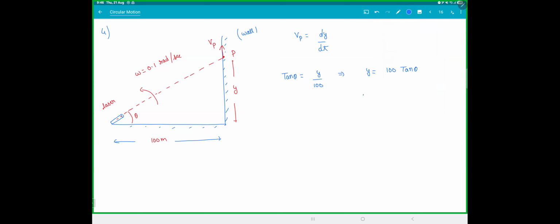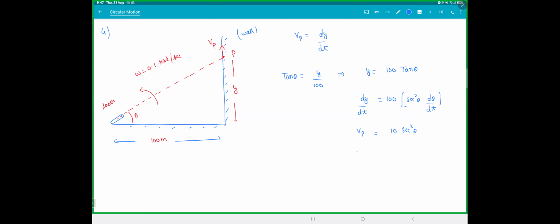So y is equal to 100 tan theta. Differentiate both sides with time. So this will be dy by dt. 100 is constant. The differential of tan is sec square theta. Then we have d theta by dt, which is nothing but omega. So this will be 100 sec square theta times omega, and omega is 0.1, so that is 10 sec square theta. There, this is your velocity of point P.